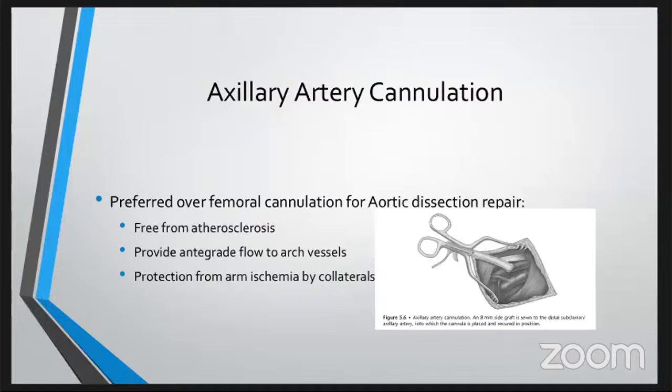Axillary artery cannulation is preferred over femoral cannulation in cases of aortic dissection repair, as it's usually free from atherosclerosis, and it provides antegrade flow to the arch vessels and protection from arm ischemia by collaterals. Care must be taken not to injure the brachial plexus.